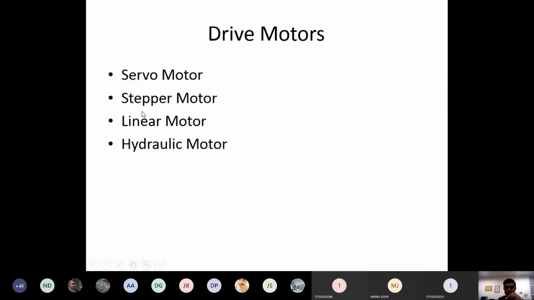Before that, I'll discuss the driving motors. What are the different types of driving motor? The first one is the servo motor, which I'll discuss in detail. The next one is the stepper motor. The third one is the linear motor, and the fourth one is the hydraulic motor. As of today we are using the servo motor.